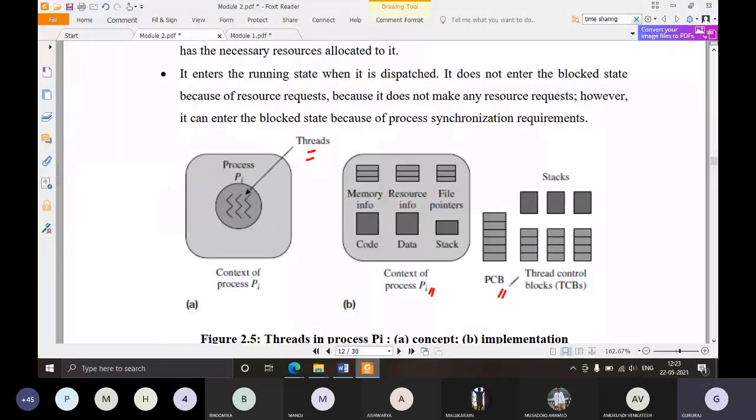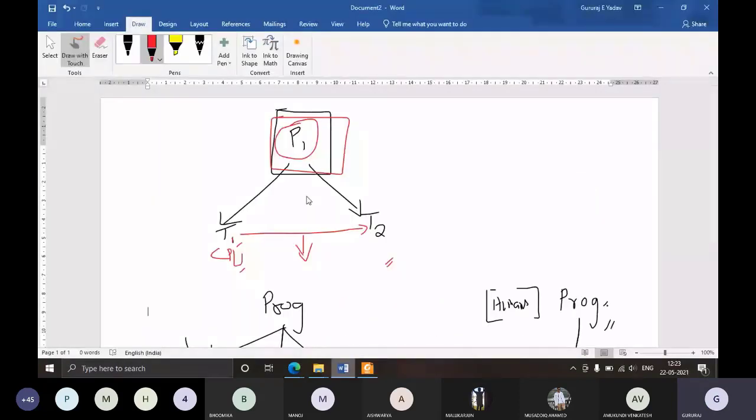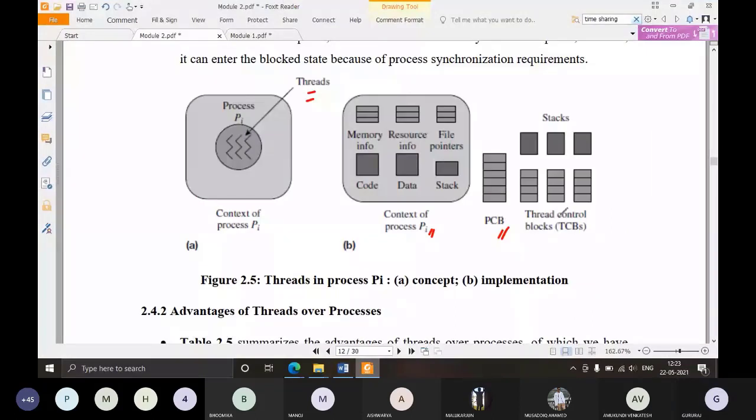But what is the change? As I told, there will be minor changes. The entire thing is the same: T1 and T2 are using the same context of P1 with minor changes. So what are those minor changes? You can see them here. For each thread, there will be a separate TCB. TCB is known as the thread control block. For 3 threads here, there are 3 control blocks, the thread control blocks or TCBs.